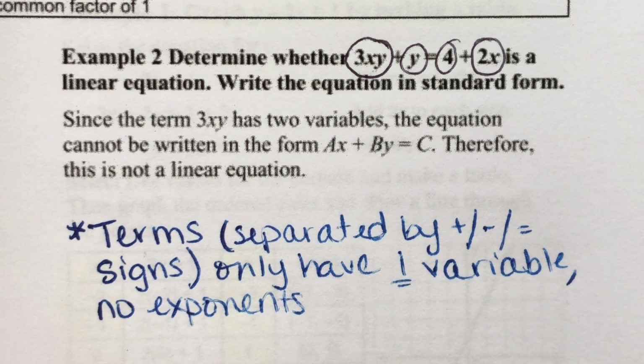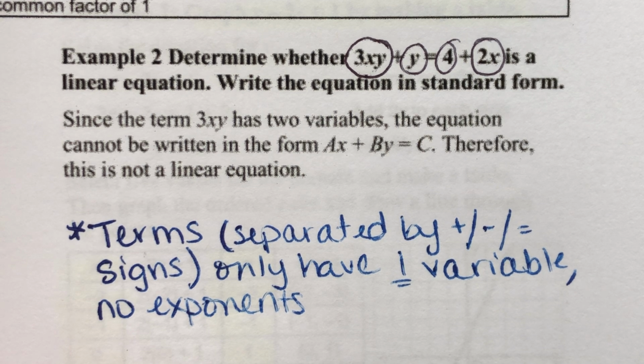So x's and y's have to be separate. It doesn't matter what number's in front of them. You could even have one missing. That's fine. You could have y equals 8. That would be a linear equation, a horizontal line when you graph the equation. You could have x equals 12. That would be a vertical line. So you can miss an x or a y, but you cannot have x's and y's being multiplied together.